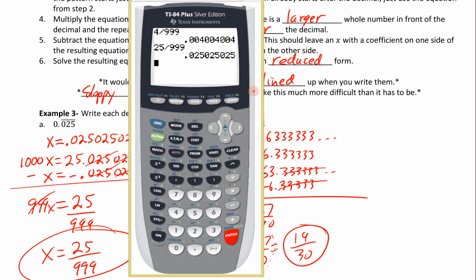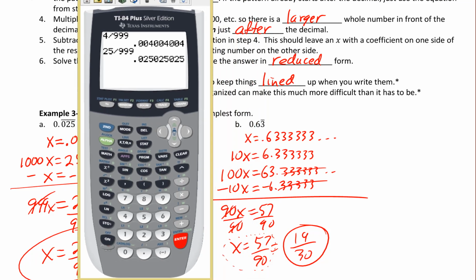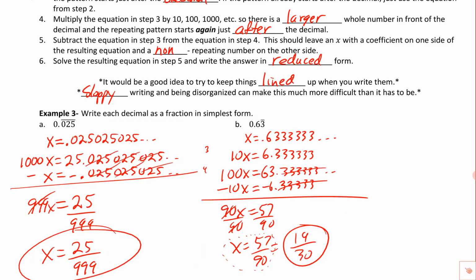Let's write down 19/30. So I'm going to get rid of this and I'm going to do 19 divided by 30 and we're going to hit enter. And take a look at this, 0.6 with a bunch of 3's after it. So that is the right answer. Really amazing that it works out that way.